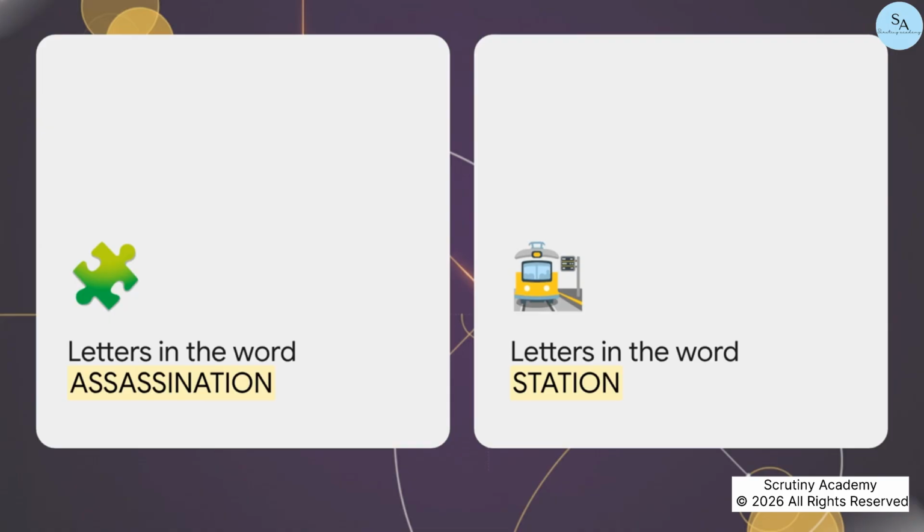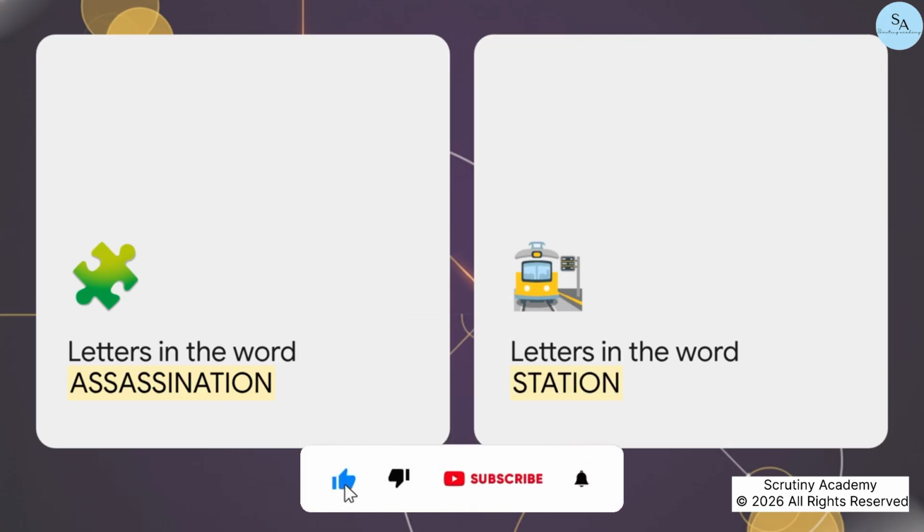This is example 11. We're asked to compare set C, which is the letters in the massive word assassination, with set B, the letters in the word station. Now, at first glance, assassination is much longer, right? It has way more letters, it looks totally different. But let's go back to our core question. Do they have the exact same ingredients?